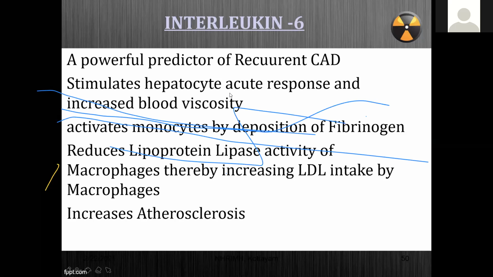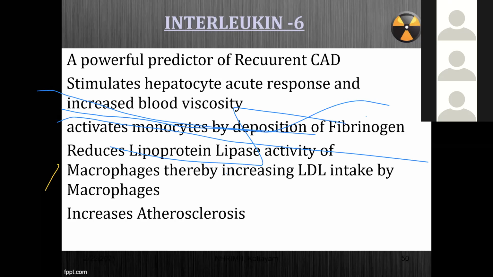Please. Yeah, please. Interleukin 6 stimulates the liver and increases the blood viscosity. It activates monocytes by deposition of fibrinogen. What is the role of interleukins? You know all these things. These are chemical mediators, but they increase LDL intake by the macrophages.